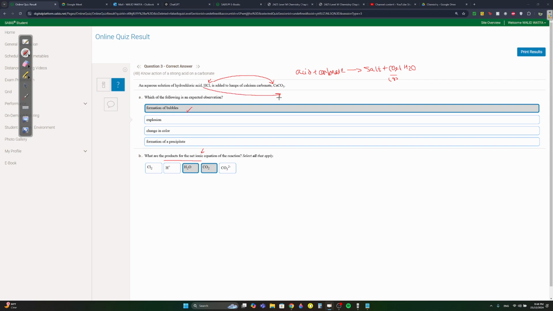When you're adding acid to a carbonate, you're always going to have water and carbon dioxide in the product. But how do we do it? I don't want you to memorize. I'm going to make it very easy for you. You have HCl, which is obviously aqueous, right? It was aqueous.